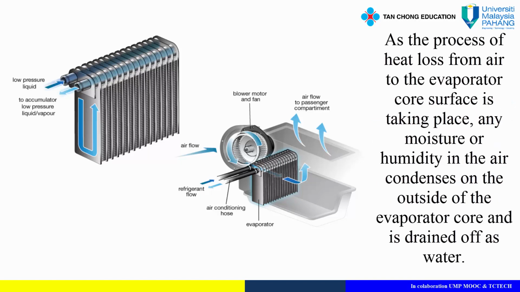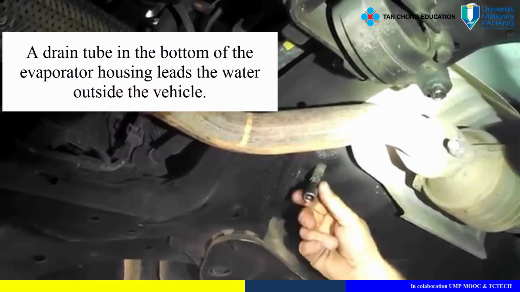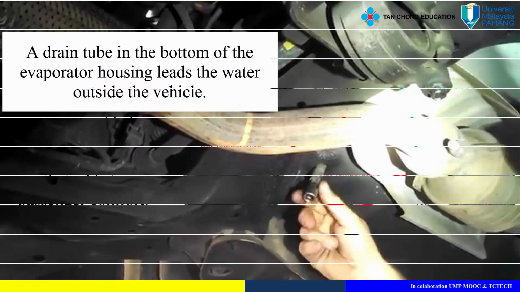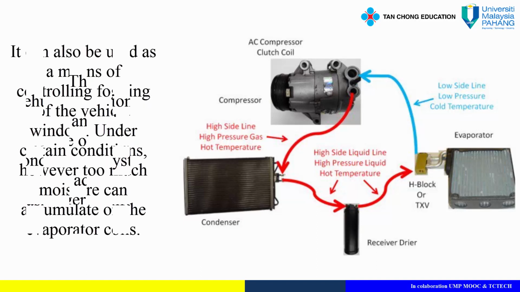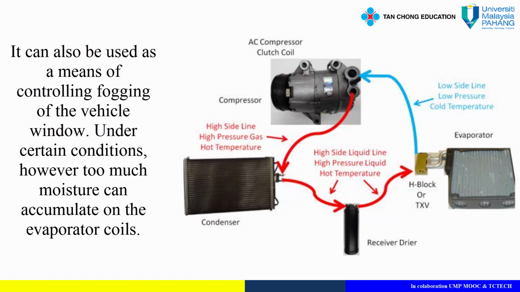As the process of heat loss from air to the evaporator core surface is taking place, any moisture or humidity in the air condenses on the outside of the evaporator core and is drained off as water. A drain tube in the bottom of the evaporator housing leads the water outside the vehicle. This humidification of air is an added feature of the air conditioning system that adds to passenger comfort. It can also be used as a means of controlling fogging of the vehicle window.